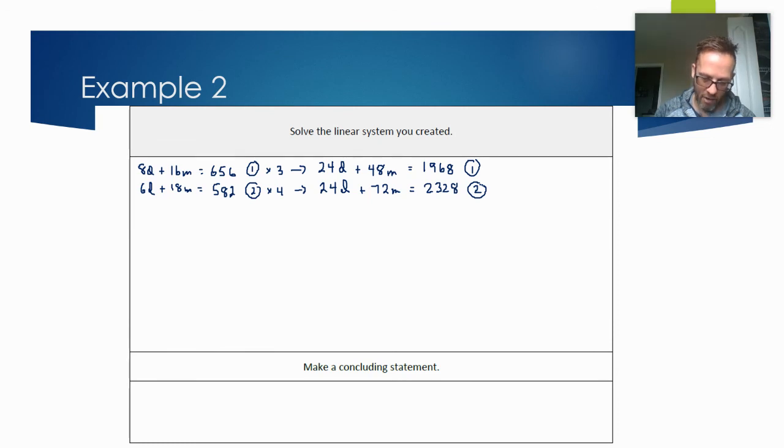So I have my calculator out on my phone because I definitely want to double check these. So 3 times 656, 1968, and 4 times 582, 2,328. Okay, so I was right, but it was worth double checking. So now I've made things match, and now we can use elimination.